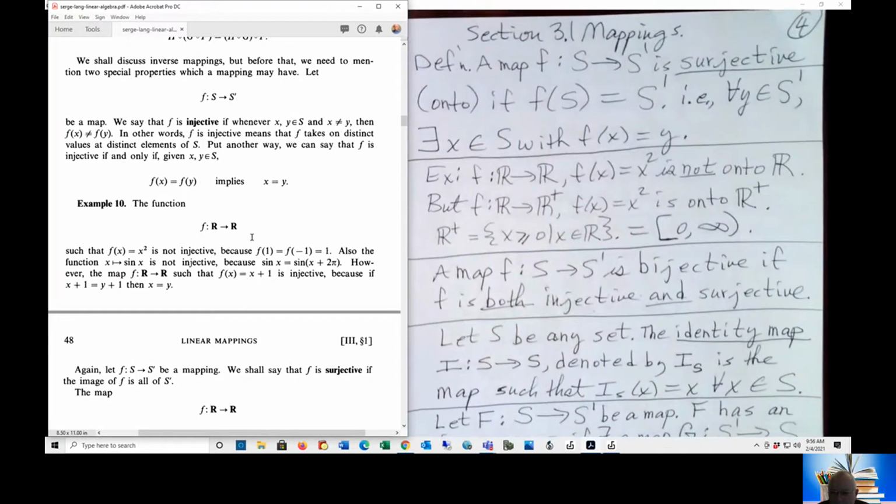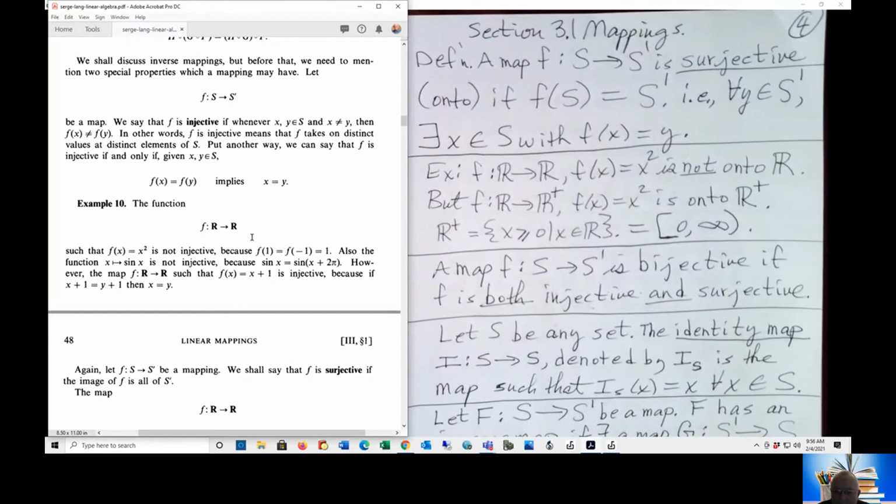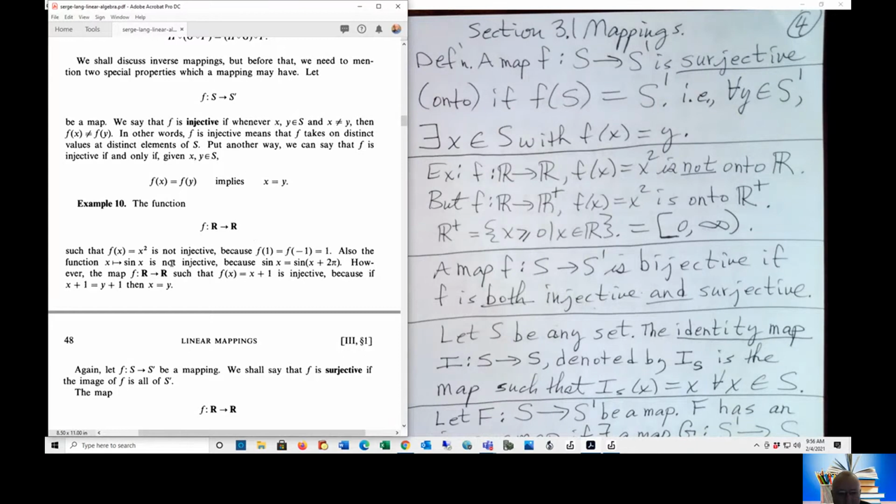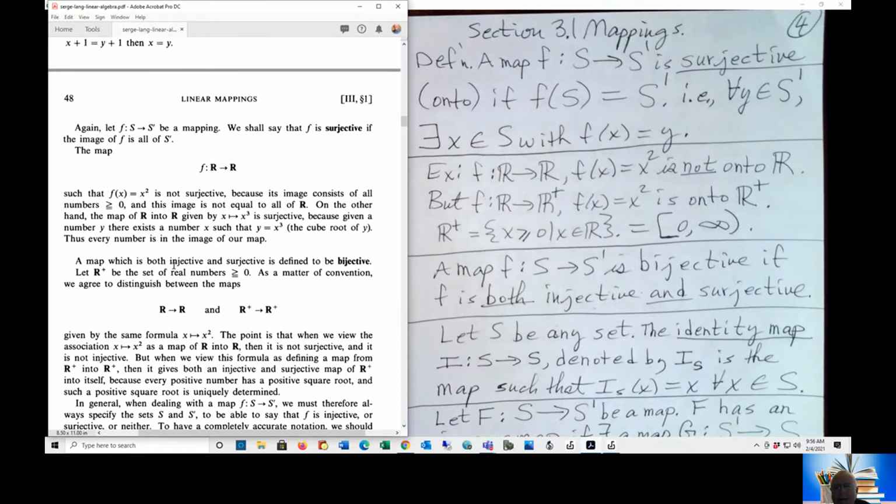Surjective or onto. So what does it mean for a mapping to be surjective? A map F from set S to S prime is surjective, or onto S prime, if f of S is equal to S prime. So what does that mean? It means for every y in S prime, there exists an x in S with f of x equal y. That's how you break that down.